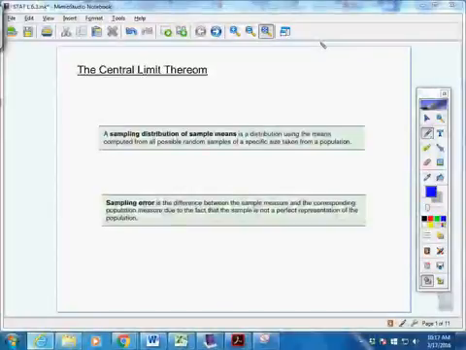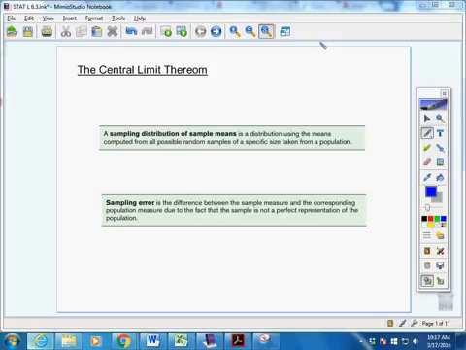With our standard normal distribution, we've been concerned more with how individual data values vary about the mean. Statisticians, though, are also interested in knowing how means of samples vary, because again, we take a lot of samples in statistics, and if we can take the mean of those samples, how does that compare to the mean of the population?